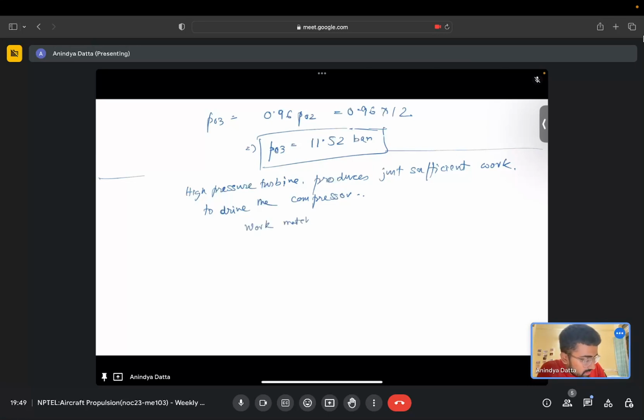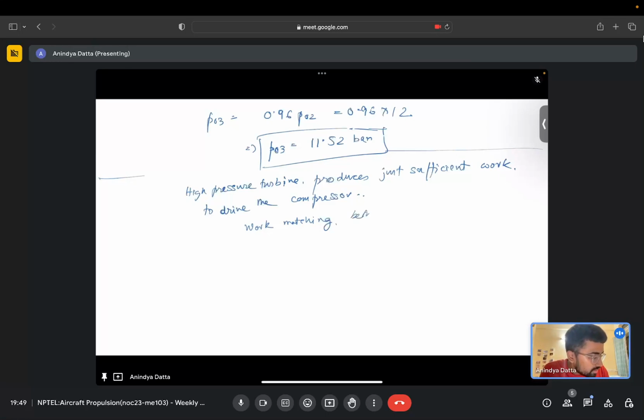This is very important, and these things will come up in aircraft engines as well, because in an aircraft engine also there is no net work output from the turbine. The turbine performs just sufficient work to drive the compressor, because we don't need any additional shaft power to run a generator. So when we start doing thermodynamic analysis of aircraft propulsion cycles, we'll see that the turbine produces just sufficient work to drive the compressor.